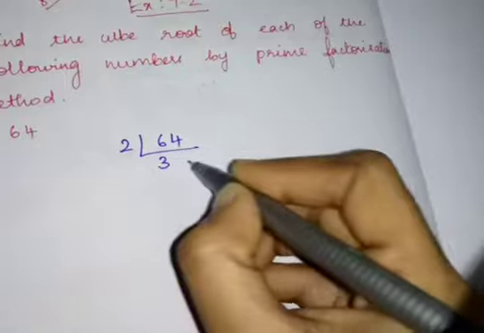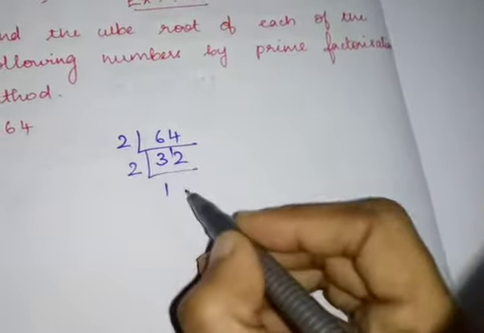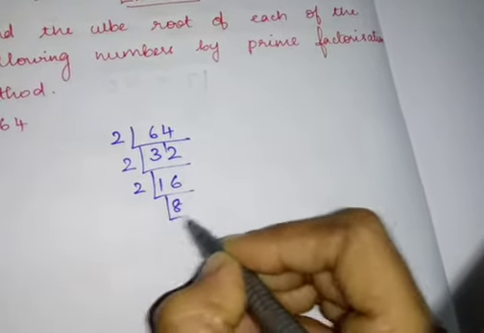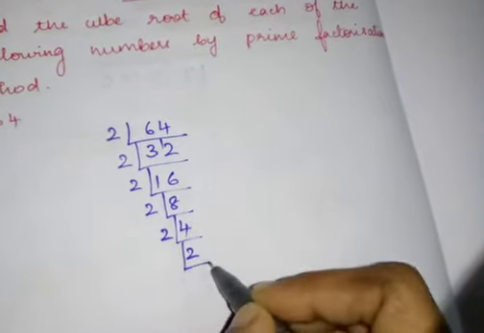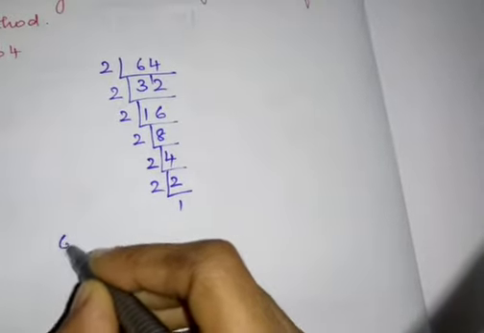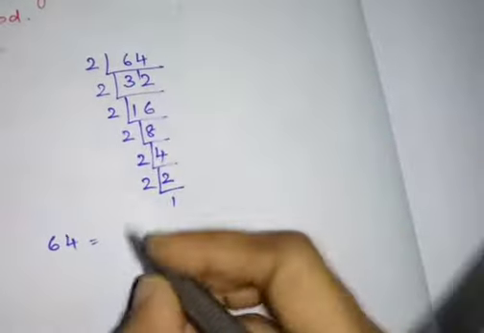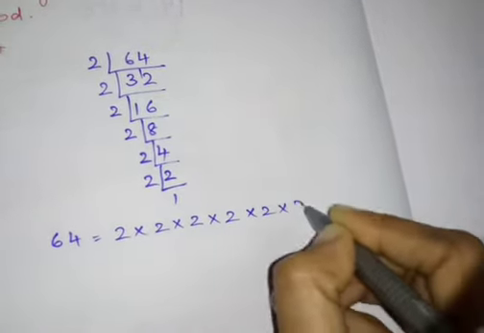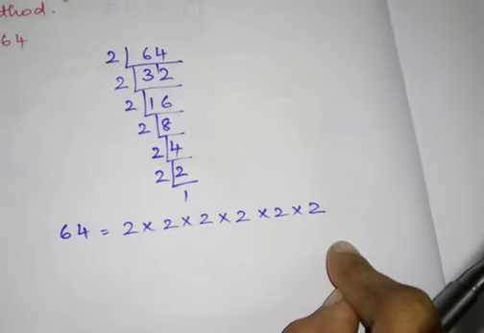2 3s are 6, 2 2s are 4. Then in the 2 table, 2 1s are 2, remainder 1, 2 6s are 12. Then 2 8s are 16. Then 2 4s are 8. Then 2 2s are 4, 2 1s are 2. So what is the prime factorization of 64, children? How many 2s are there? 1, 2, 3, 4, 5, 6. So it is 2 into 2 into 2 into 2 into 2 into 2. I have just written the prime factorization of the number 64.